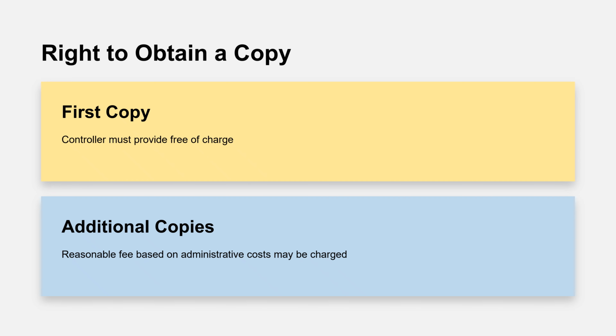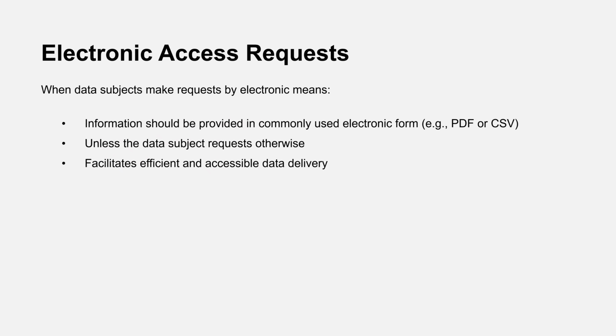Right to obtain a copy. You are entitled to get a copy of your data, and the first copy must be free. For example, if you request your data from a social media platform, they must provide it without charging you. However, if you keep asking for multiple copies repeatedly, they can charge a reasonable fee to cover administrative effort. Electronic access requests. In today's digital world, most requests happen online. So if you request your data via email or a website, the company should respond in a simple electronic format like a PDF or Excel file. This makes it easy for you to read, store, and even reuse your data if needed.